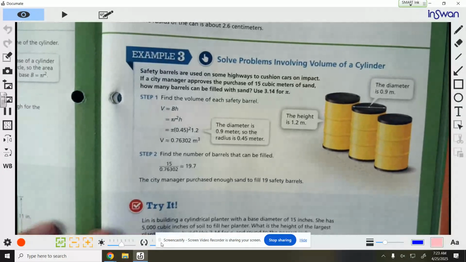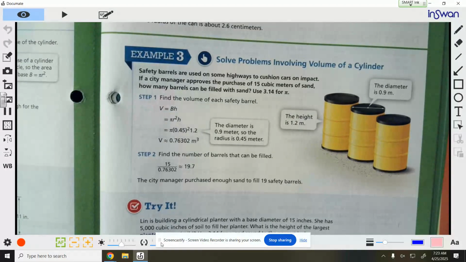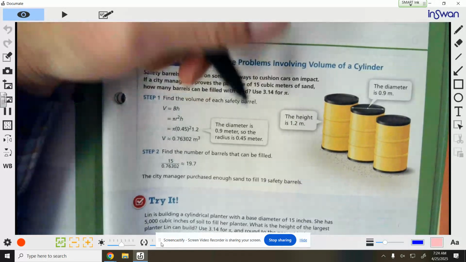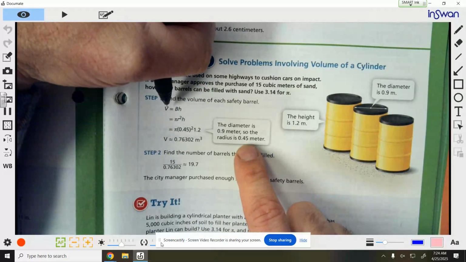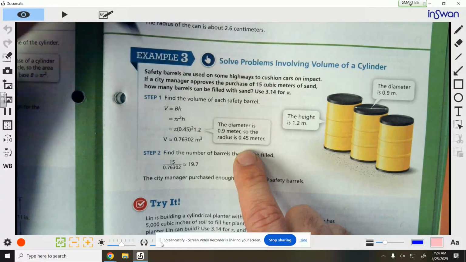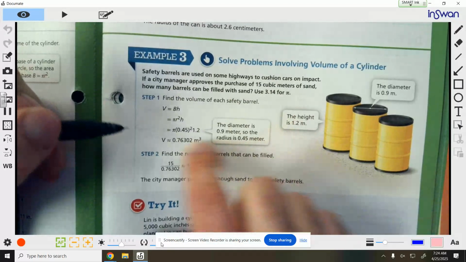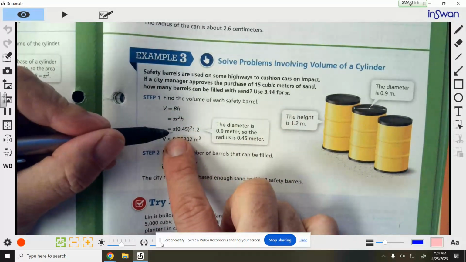Example 3 says, safety barrels are used on some highways to cushion cars on impact. If a city manager approves a purchase of 15 cubic meters of sand, how many barrels can be filled with sand? Use 3.14 for pi. All right, so what they did, V equals big B times H. So pi r squared times H.